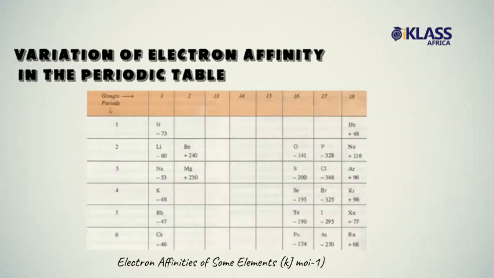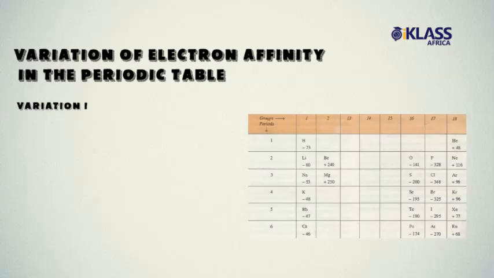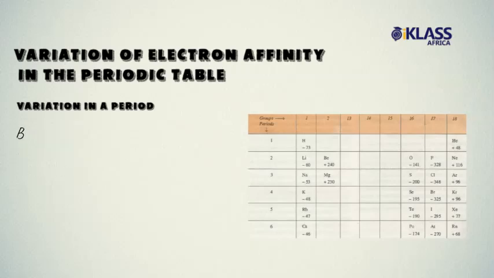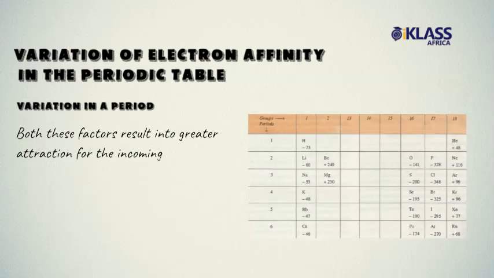On moving across the period, the atomic size decreases and nuclear charge increases. Both these factors result in greater attraction for the incoming electron, therefore, electron affinities tend to become more negative as we go from left to right across a period.